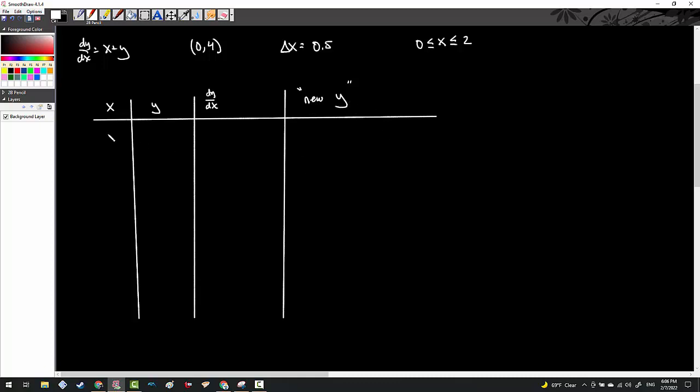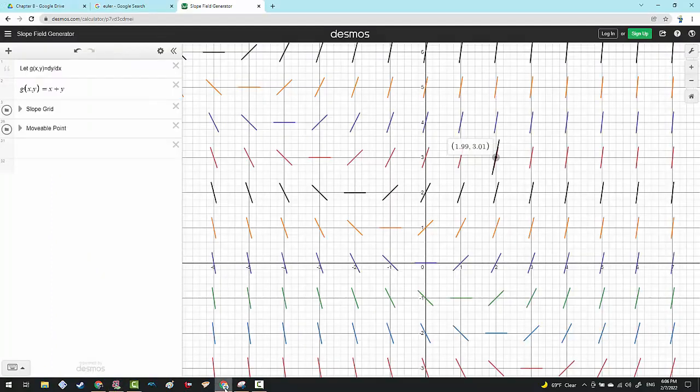We know that my starting position of x is 0, and my starting position of y is 4. And so what I'm going to do here is I'm going to go ahead and calculate my slope at (0, 4). Well, that's easy. It's just going to be 4, right? The question is, how do I find this new y? What is this thing that's called new y? So remember what we're doing here is we are calculating a bunch of different linear slopes. So one slope to the next, one slope to the next.